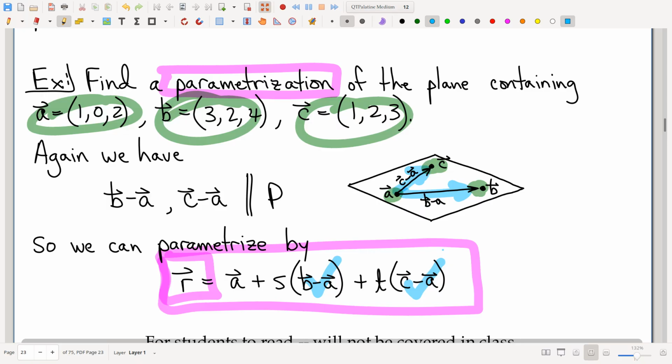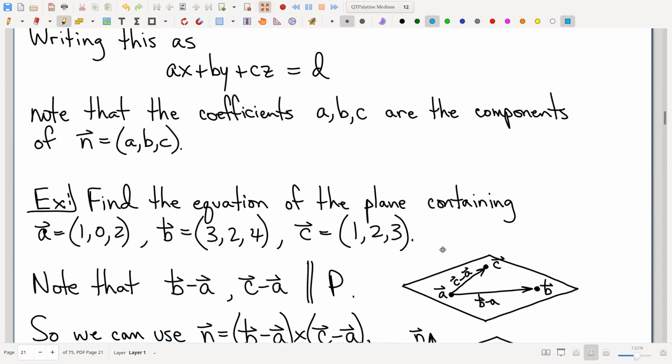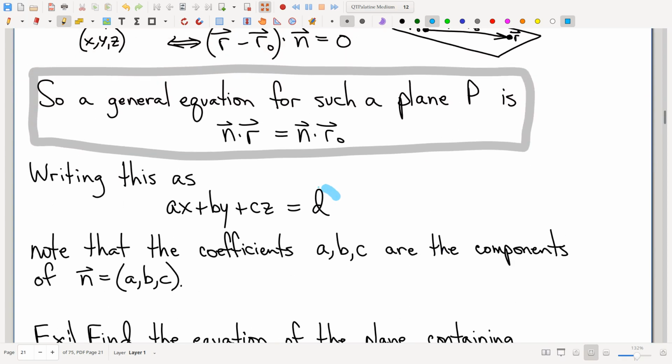Just a quick question, not super relevant to this example: for the equation of the plane, like 3x plus 2y plus 4z equals some constant, how do you get that constant on the right side? If you know the normal vector and some point in the plane, dot them. That will give you your d. Any point will give you the same d. Absolutely.